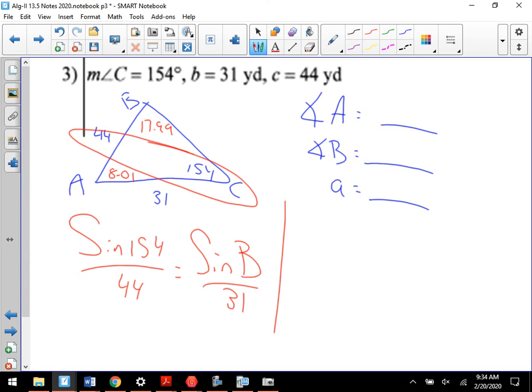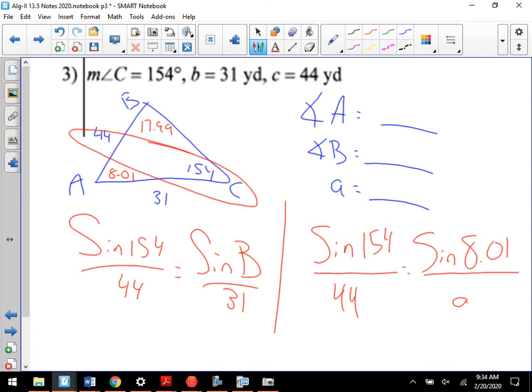Do the same thing. Sine 154 is to 44 as sine 8.01 is to little a. So 44 sine 8.01 divided by sine 154 gives me 13.99. Yes, that's the sine of that angle, so take the inverse sine of your answer. Oh, okay, yep, on the angle.